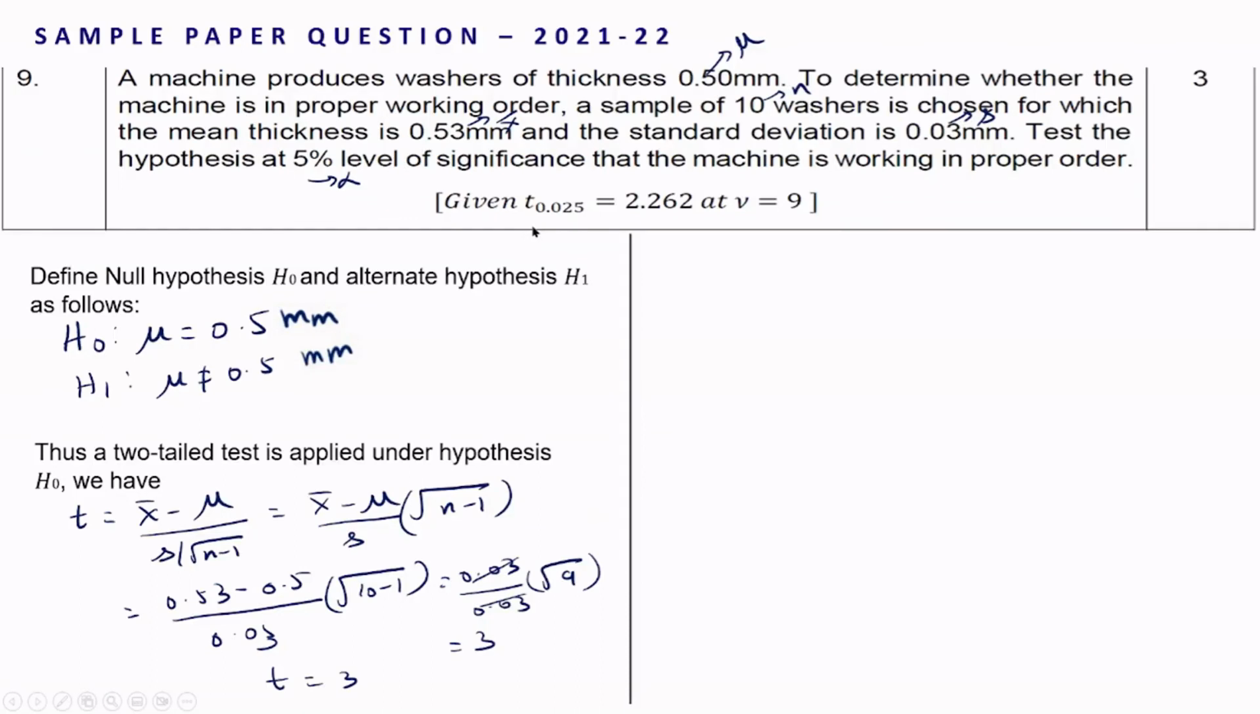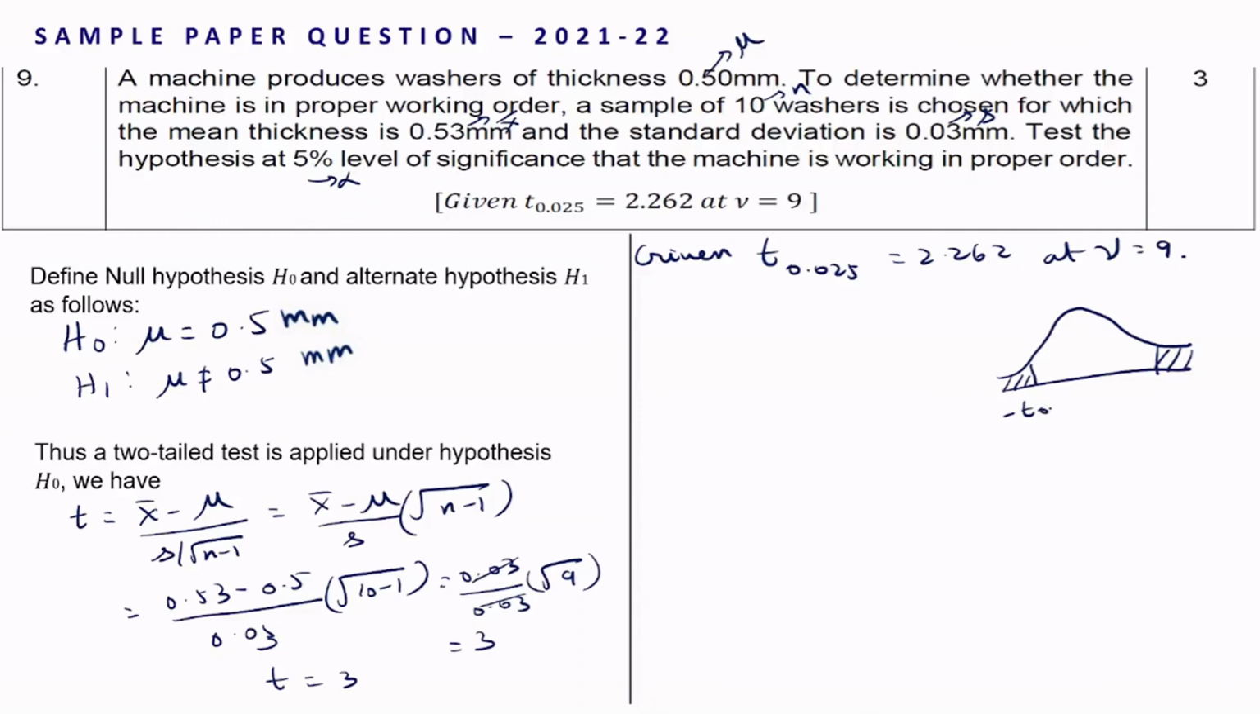They have given the table value t 0.025 equal to 2.262 at nu equal to 9. So they have already given the table value or the critical value of t. So here we can see that the calculated value of t, which is equal to 3, does not lie in this interval. Since it is a two-tailed test, we have region of rejection on both sides. This is negative t 0.025 or negative 2.262, and here we have positive 2.262. So this t equal to 3 lies here in this region of rejection. As a result, we reject H0.